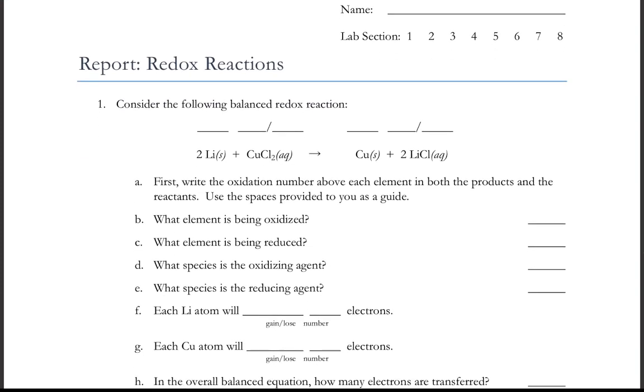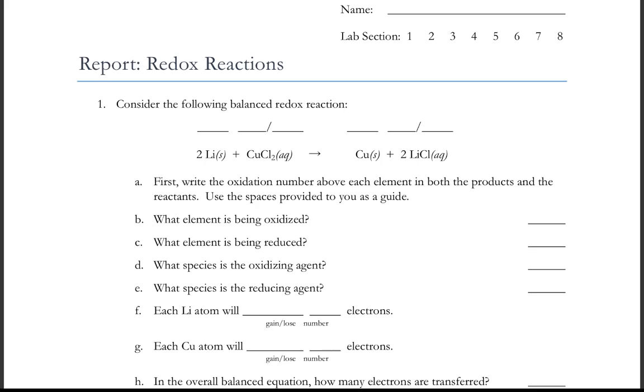So problem number 1 gives us a redox reaction, and what we are to write in the blanks above each element is the oxidation number. So the lithium solid, well, that's a metal.